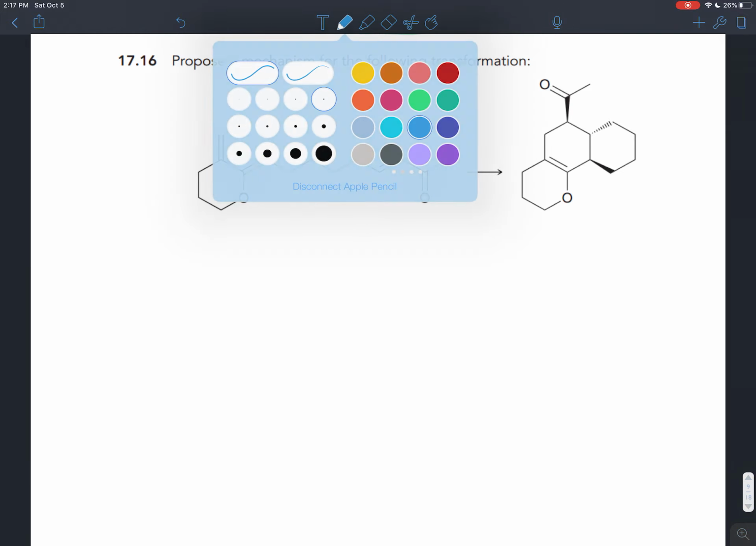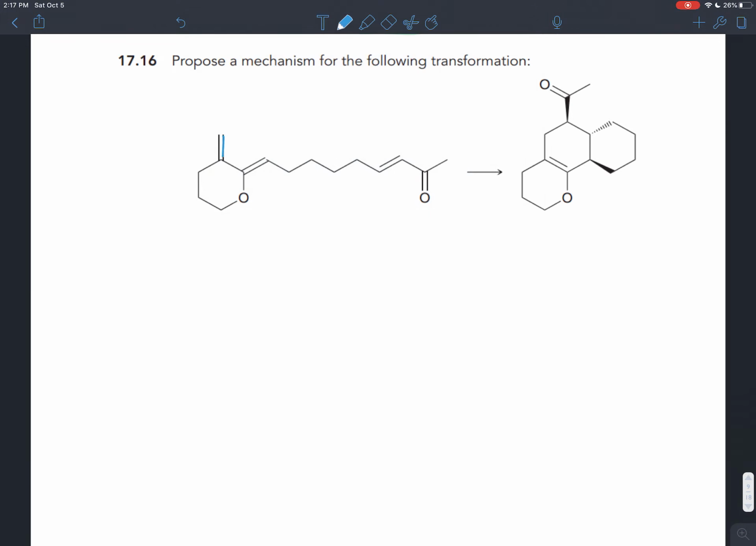Well, you know that for a Diels-Alder reaction, you need a diene, and here I'll put that in blue, and you also need a dienophile, which is going to be a double bond all by itself, a little further away. And you'll notice this has an electron withdrawing group on it, like we've seen in the simpler Diels-Alder reactions.